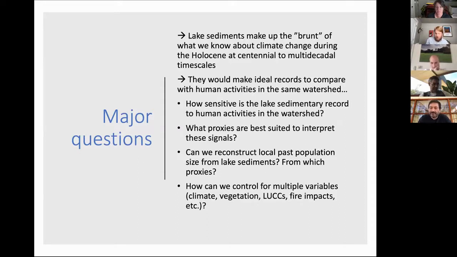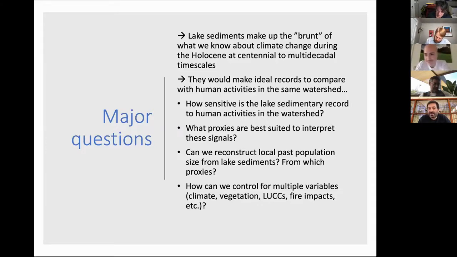So they would make ideal records to show the impact of human activities, not only on regional scales, right, which is what People 3K is interested in, but also on local scales, at the watershed scale. The idea is that any impacts that you can see at a watershed scale could also be extrapolated to what you're seeing at the regional scale if you can get several lake records from several different basins to compare.